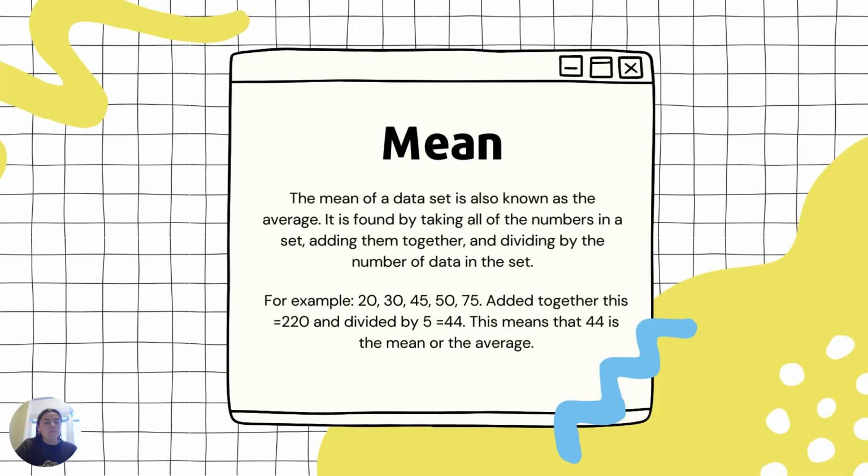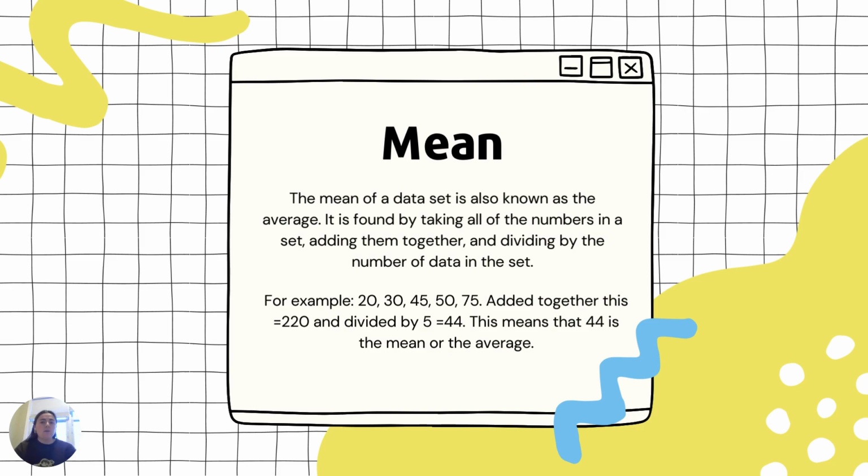So the mean of a set of data is also known as the average. It's found by taking all the numbers in a set, adding them together, and then dividing by the number of data in the set. So, for example, if we had 20, 30, 45, 50, and 75 added together, this equals 220. And then when you divide by 5, that equals 44. And that means that 44 is the mean or the average of this data set.